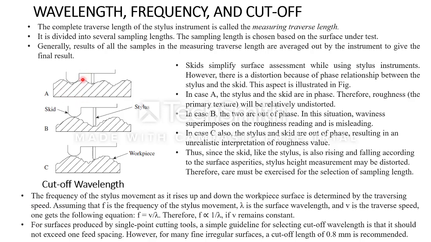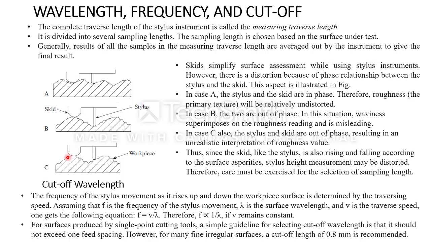Here you can see in case A, the skid and stylus are in the same phase. In the sense, the stylus is in the pit and the skid is also in the pit. So both are on the falling side, so there won't be much distortion for the measured value. But in case B, if you just see, my skid is at the rising end and the stylus is at the falling end. So this makes a huge difference and a distortion for the measured value.